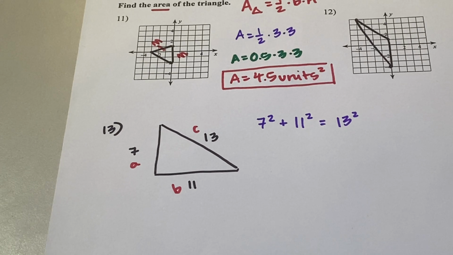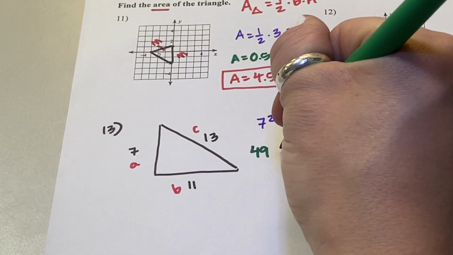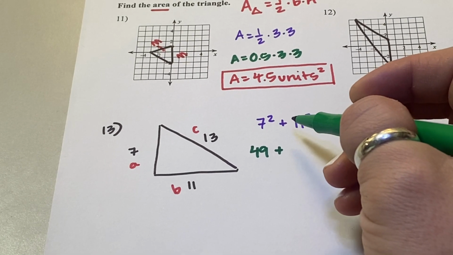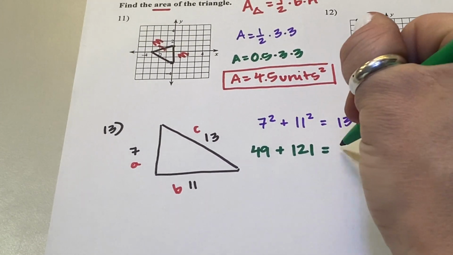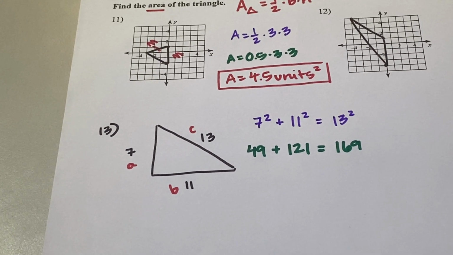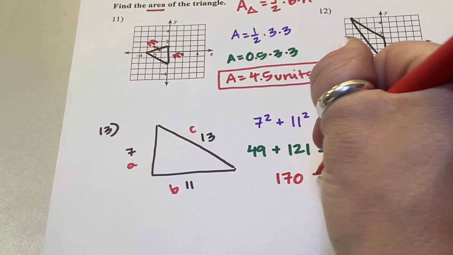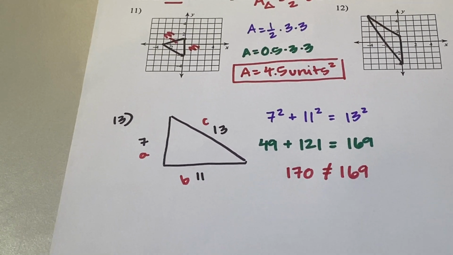If it works out perfectly, it's a right triangle. If not, it's either an acute or an obtuse triangle. What is 7 squared? 7 times 7? 49. 11 times 11? 121. And 13 times 13? 169. Now I just need to add these 2 numbers on this side. What is 49 plus 121? Nice. You guys are good. 170. Ooh, we are so close. But that definitely does not equal each other. 170 does not equal 169.